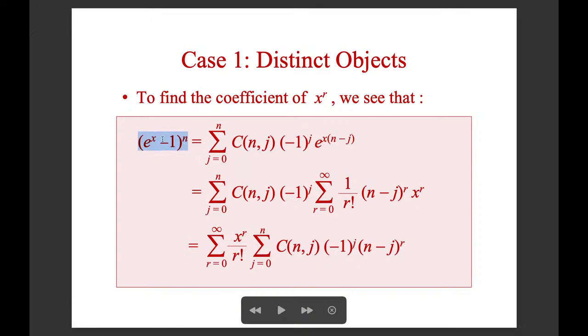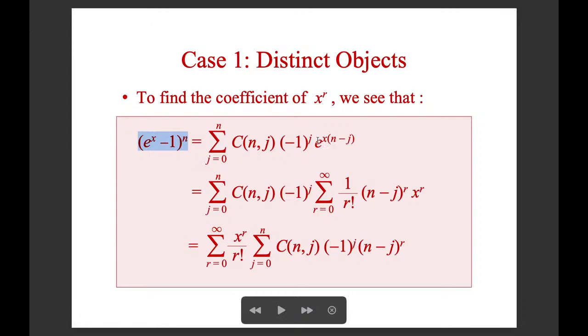And then we have minus 1 to the power j, and then e to the power x to the power n minus j. Is that okay? So in order to get a total of n terms in the exponent, we would be choosing n minus j of this one, and then j of this one. So altogether, we have n terms selected. So there are n choose j ways of doing such a selection.